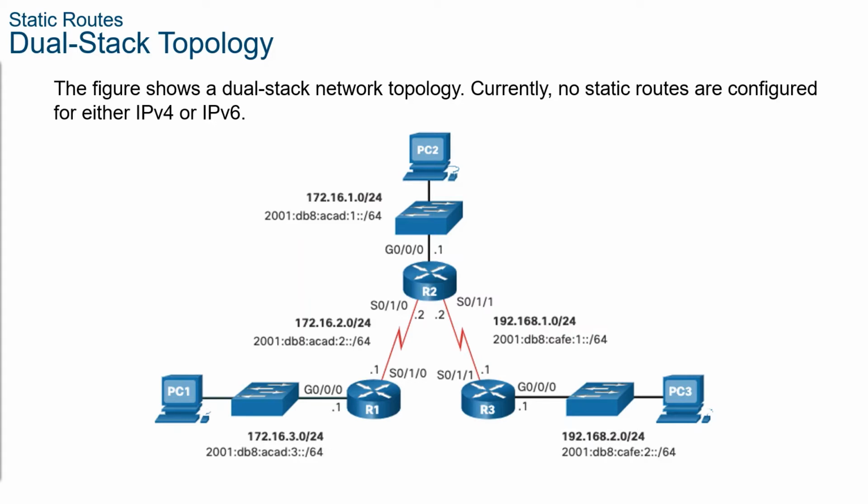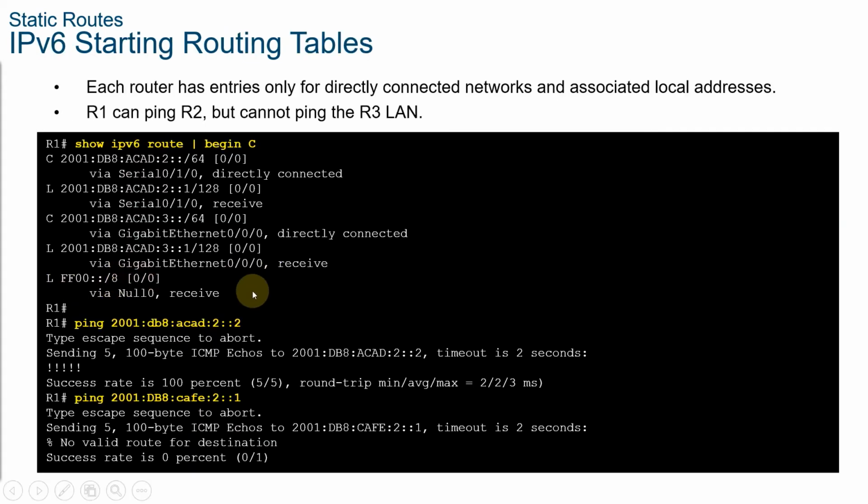Each router has entries only for directly connected networks and associated local addresses, which is denoted by L. Same thing with IPv4, but this time it has been configured with IPv6 IP addresses.